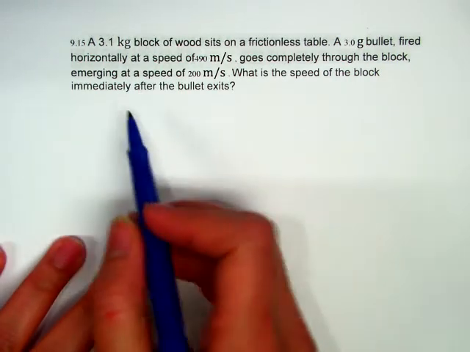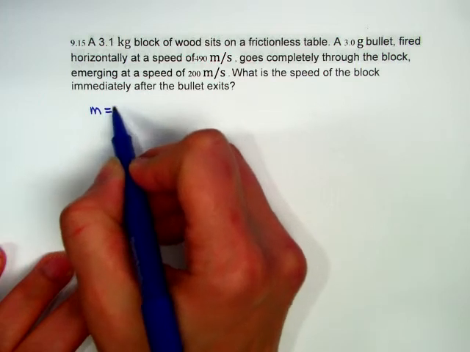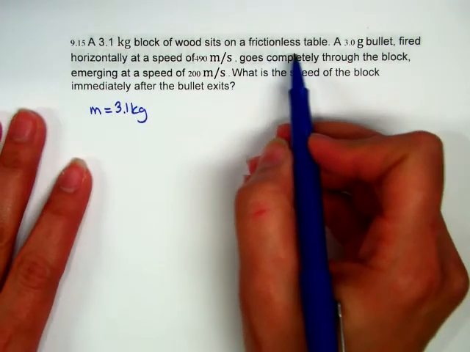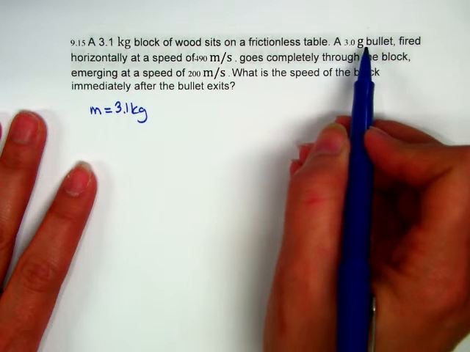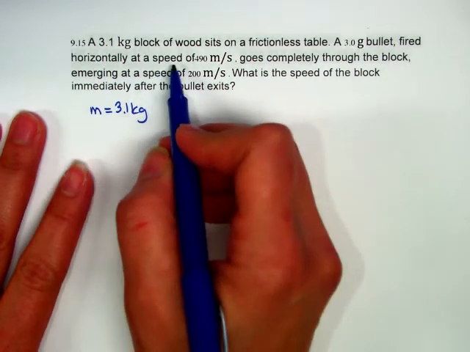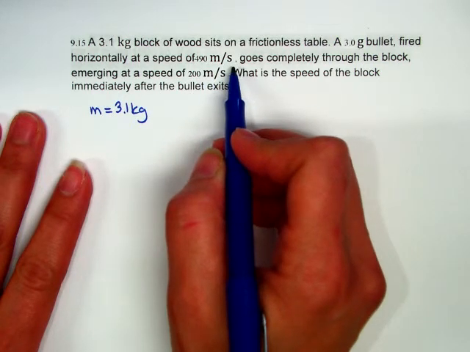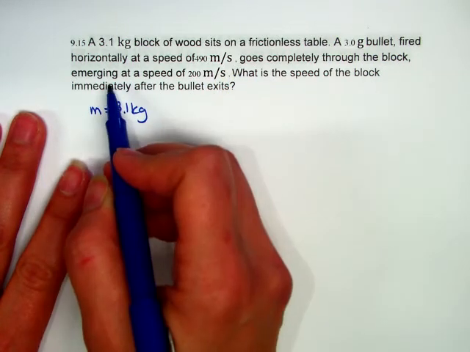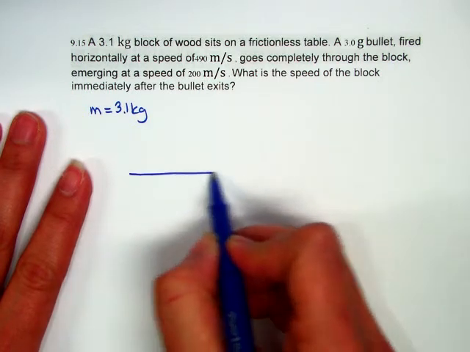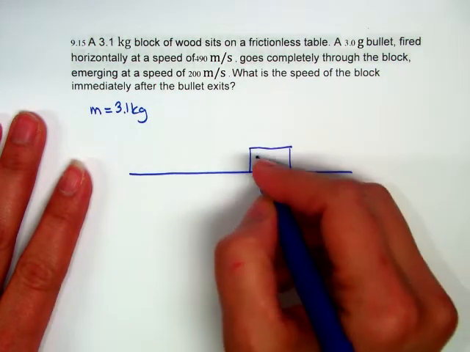Question 9.15. The mass is 3.1 kilogram. A 3.1 kilogram block of wood sits on the frictionless table. A 3-gram bullet fired horizontally with a speed of 490 meters per second goes completely through the block and emerges at a speed of 200 meters per second.